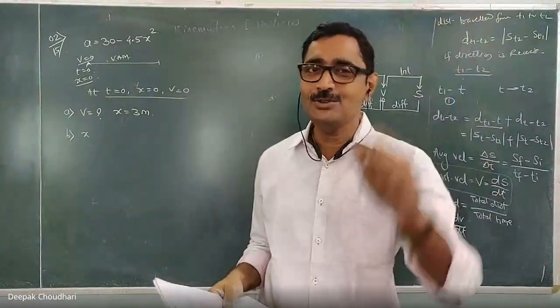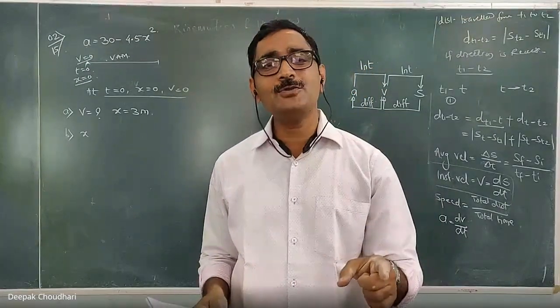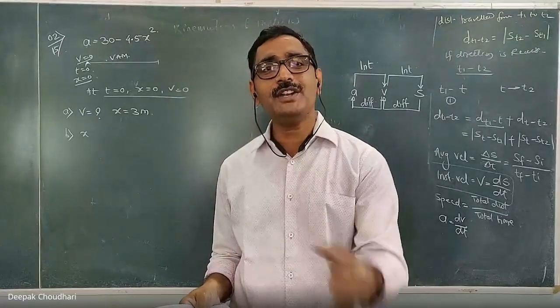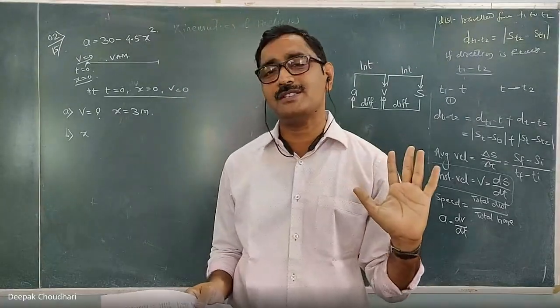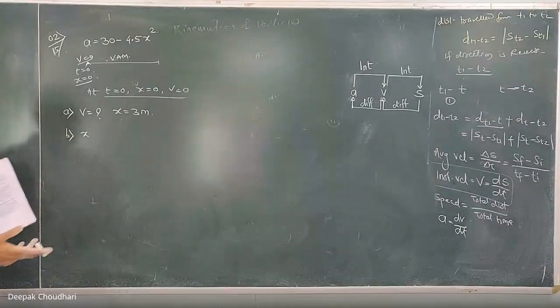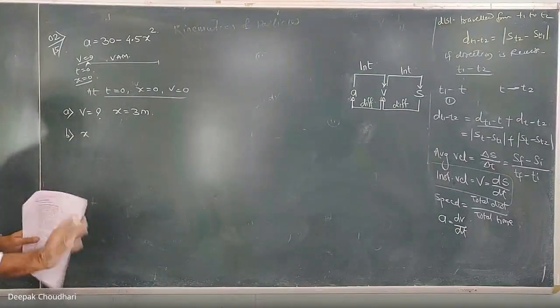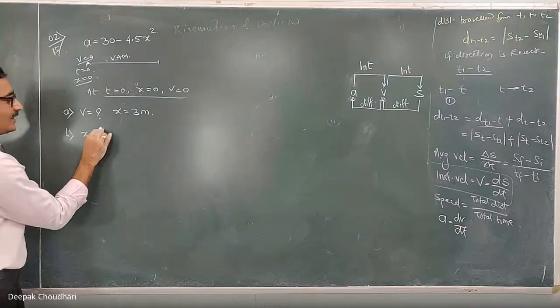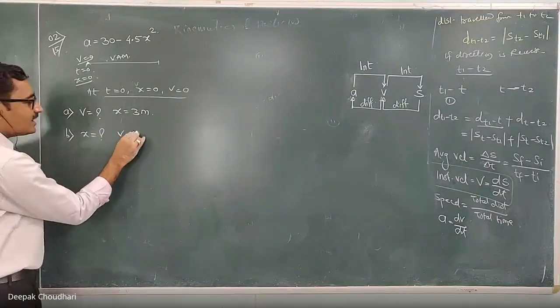When I explained displacement, at that time itself I told you that the displacement is the instantaneous position of the particle. So in this question, instead of asking to find the displacement, it is asked to calculate the position. Position means the displacement. So you have to calculate the displacement when velocity again becomes 0.